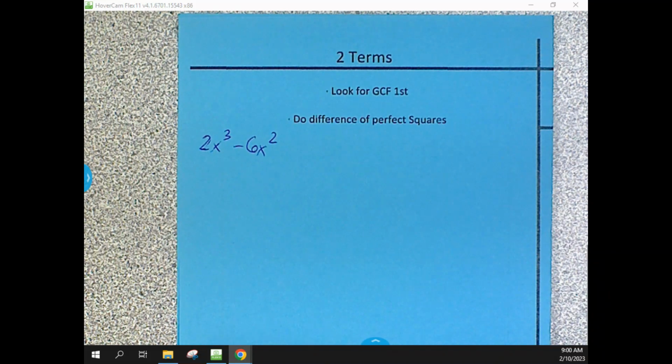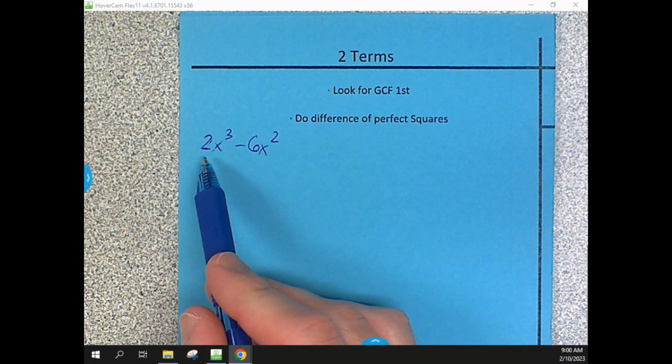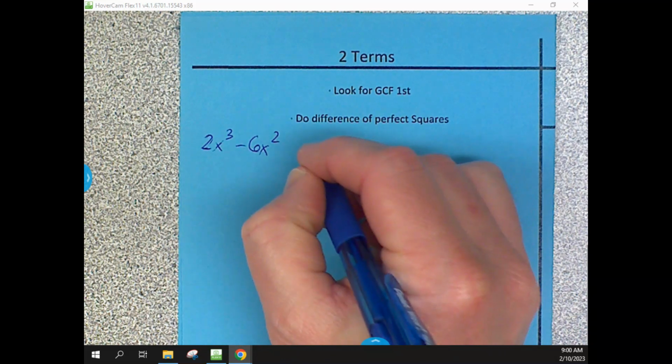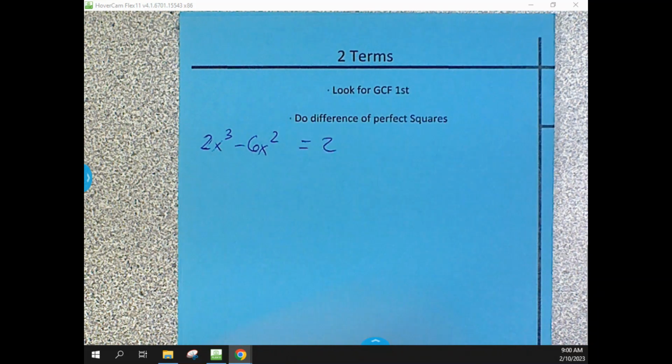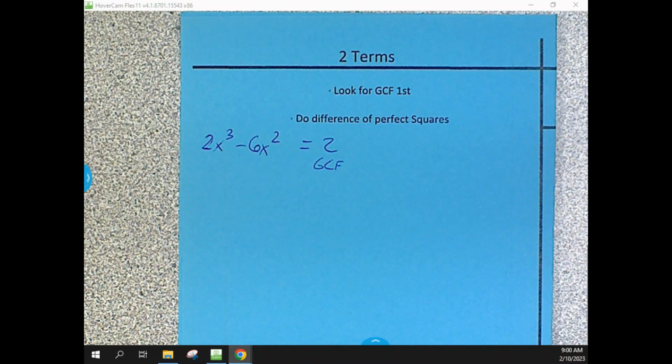But for just two terms, it's either one of two options: greatest common factor or difference of perfect squares. If we're talking about greatest common factors, if you take 2 and 6, of course, you can divide them both by 2. So what we're going to do is figure out what that greatest common factor is first. They both have an x in common.